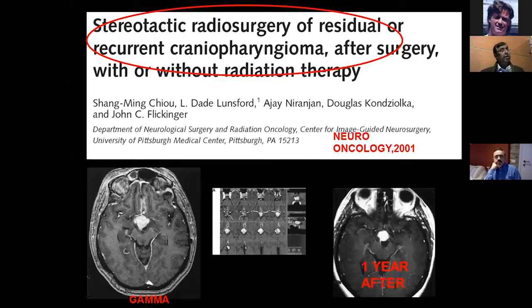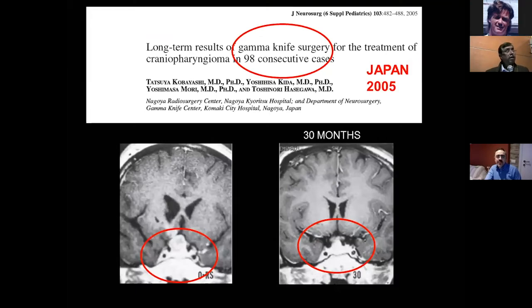Still, people are using stereotactic radiosurgery. It should be called stereotactic radiotherapy, not radiosurgery. There is no surgery in it. One year after, what's the difference? Oh, we have controlled the tumor. They say, control. What do you mean by control? Gamma knife, 2005, 98 patients. Look at the difference before and after. Control.